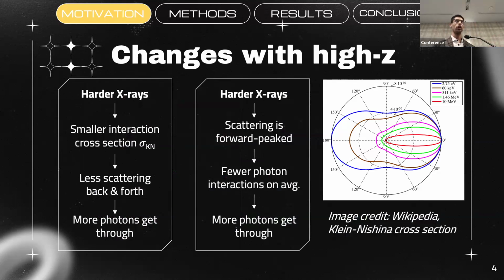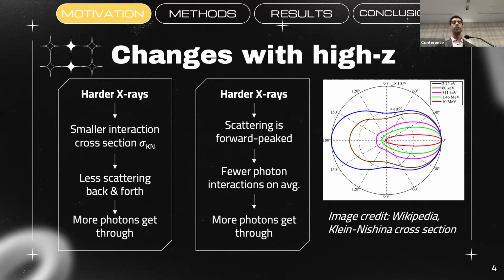First is that there are harder X-rays at high redshift, and there are two effects of this. One is a smaller Klein-Nishina cross-section for Compton scattering. So that means if you have some obscuring medium surrounding your black hole, there will be, on average, less scattering back and forth in this medium, and more photons will get out. We expect that to happen. Now, this is a moderate effect, but the second one is a little bit more important.